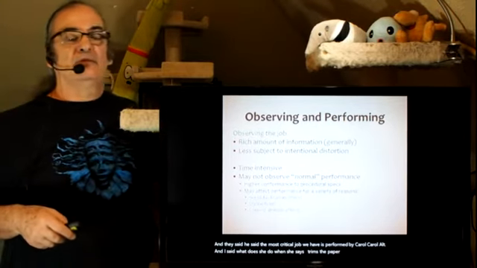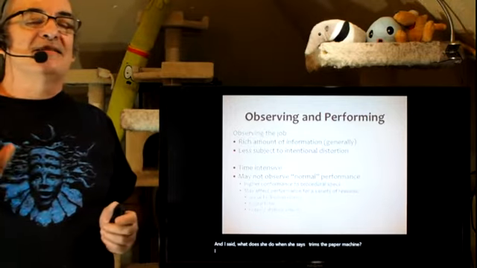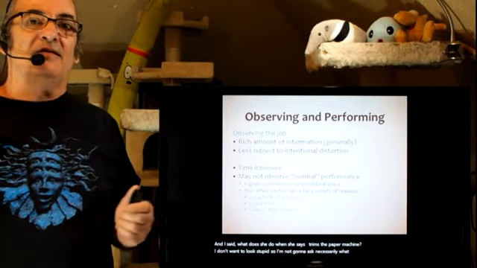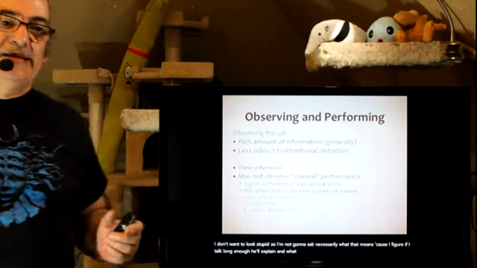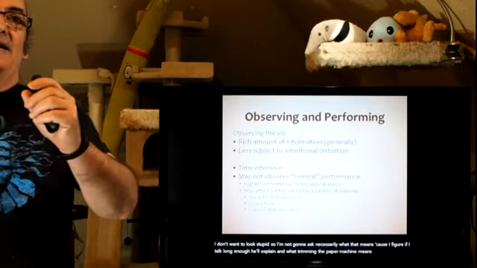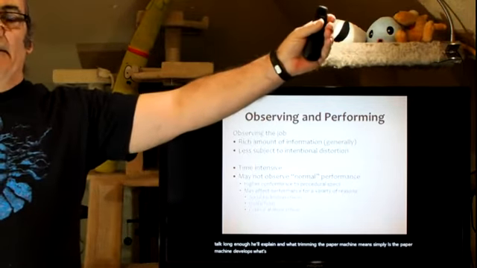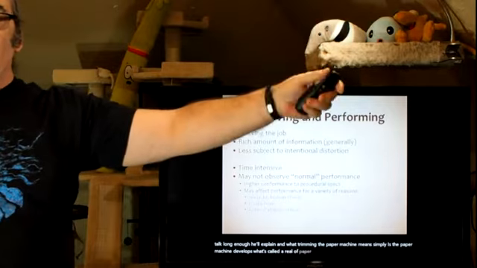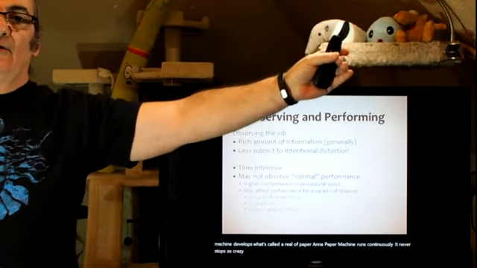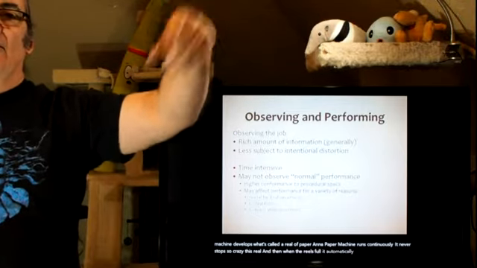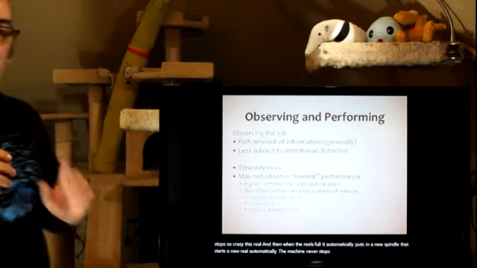And it's like, well, I'm pretty new, and I don't want to look stupid, so I'm not going to ask necessarily what that means, because I figure if I talk long enough, he'll explain. And what trimming the paper machine means simply is the paper machine develops what's called a reel of paper. And a paper machine runs continuously. It never stops. So it creates this reel, and then when the reel's full, it automatically puts in a new spindle that starts a new reel. Automatically, the machine never stops. It's crazy to watch that element of it.